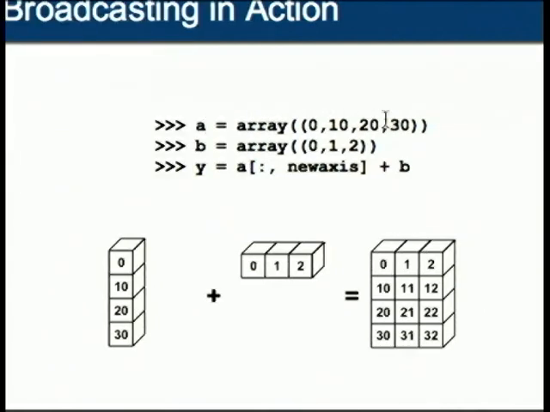So here's A, it's a column array 0, 10, 20, 30. B is this simple array 0, 1, 2, it's a row array. And here we're combining A and B by telling where to put the new axis. We're basically saying append a 1, so there's a 4x1 array, and then combine that with B using the broadcasting operation. So that's the result of this operation here.